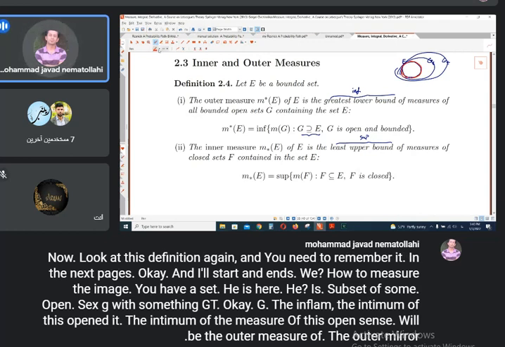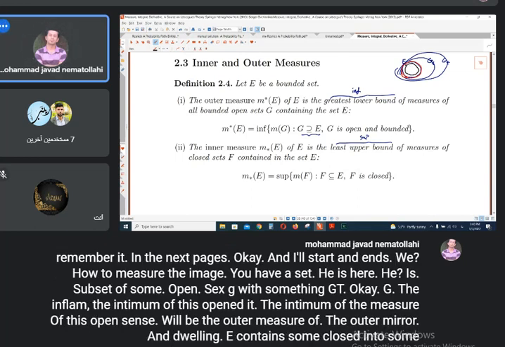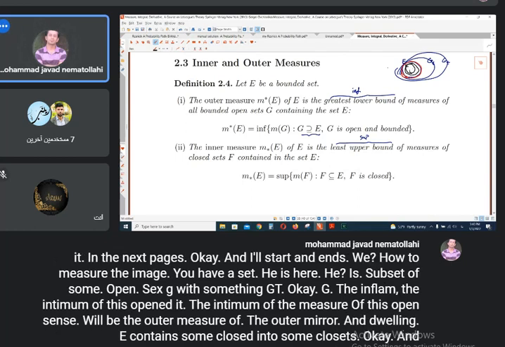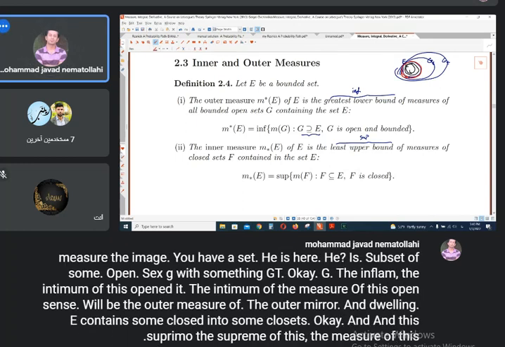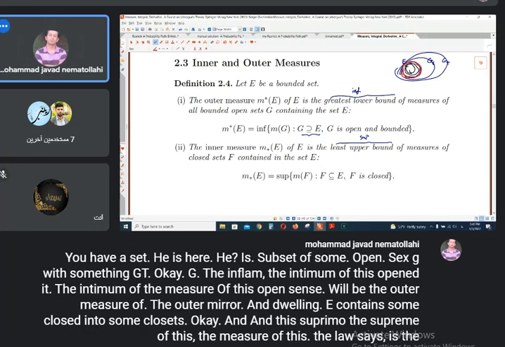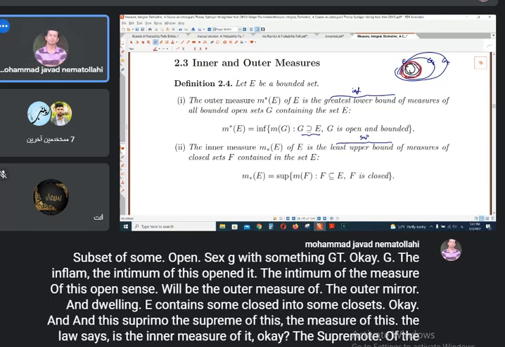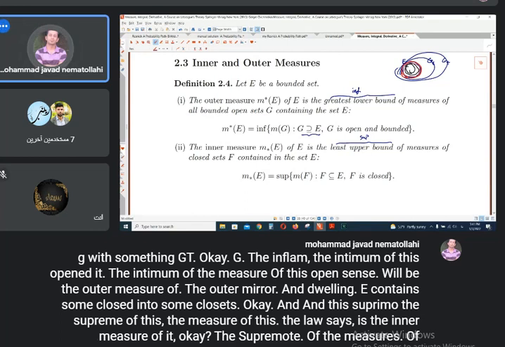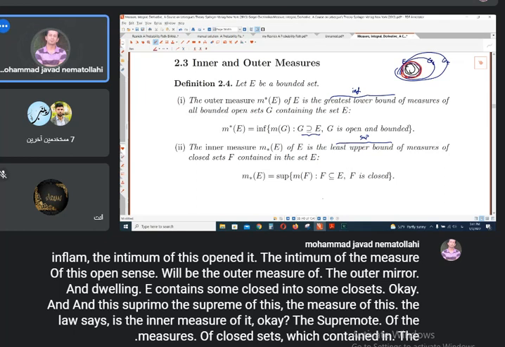And dually, E contains some closed sets, F. And the supremum of the measures of these closed sets, the closed sets which are contained in E, is the inner measure of it.